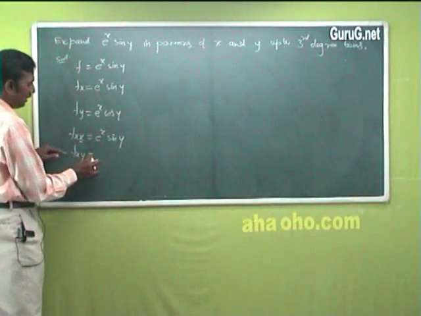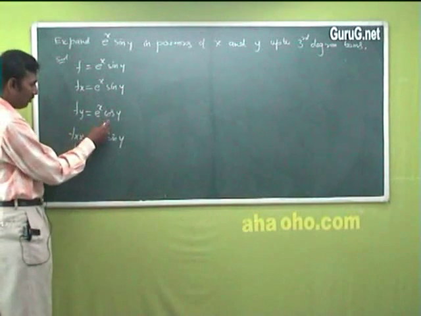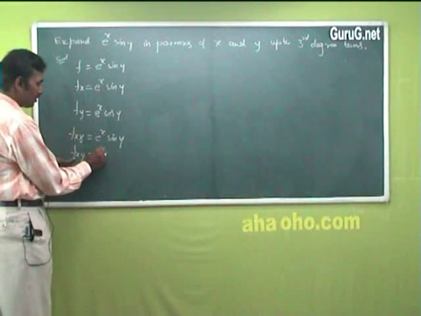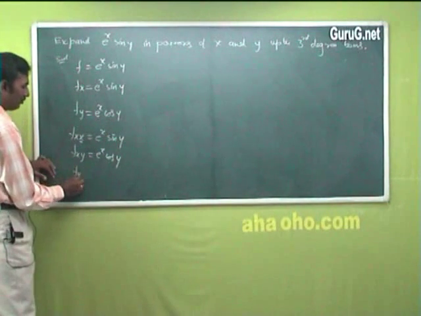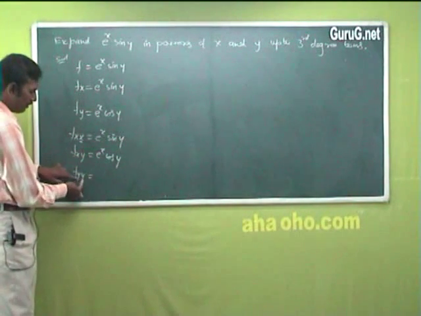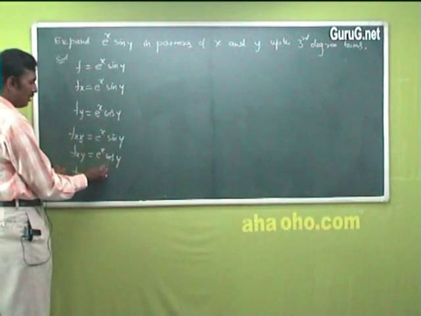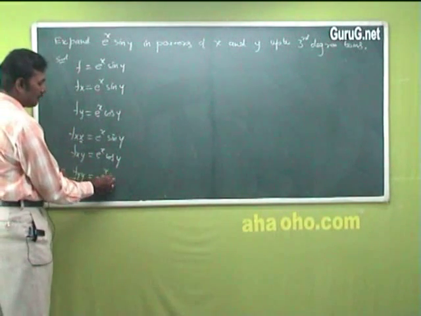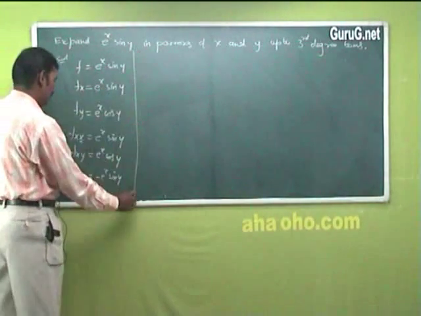fxy: differentiate f_x with respect to y, and you get e power x cos y, right? Then next f yy: differentiate f_y again with respect to y, which gives minus e power x sin y, right?